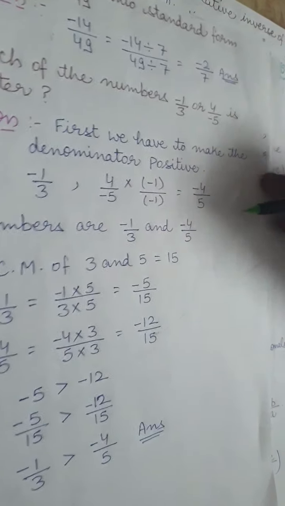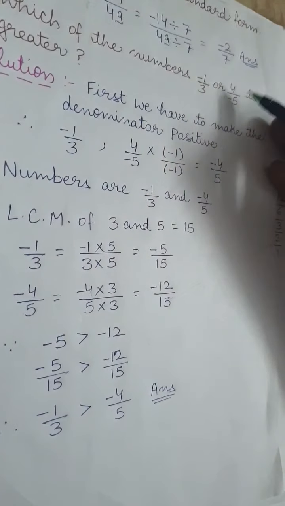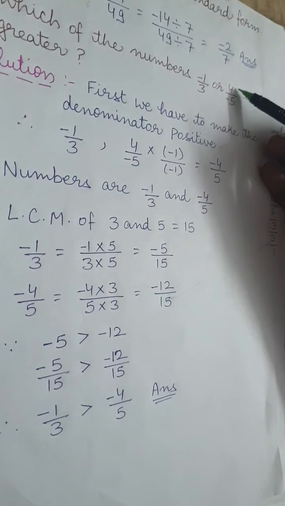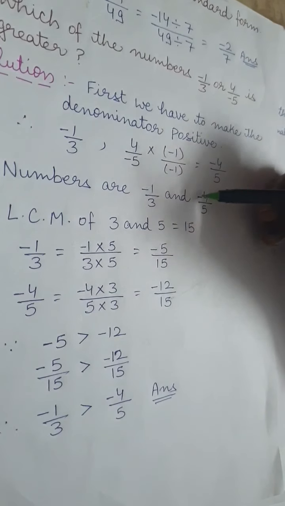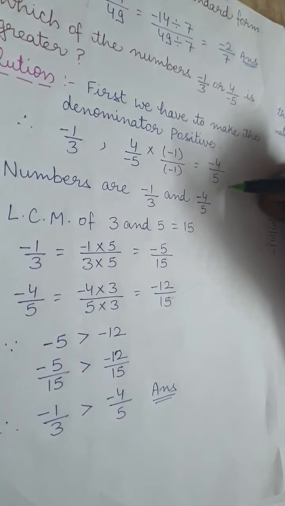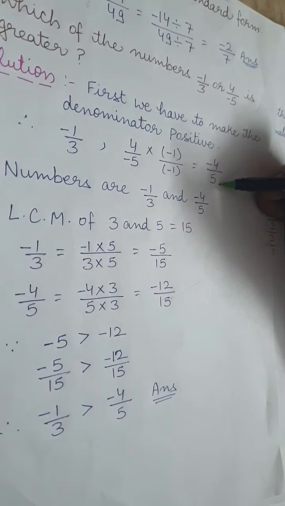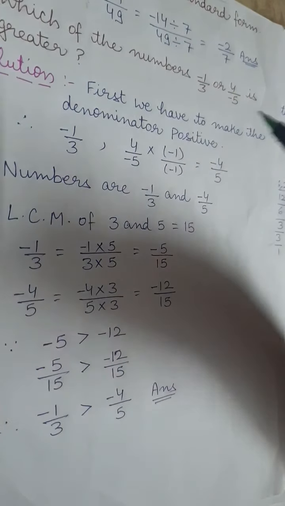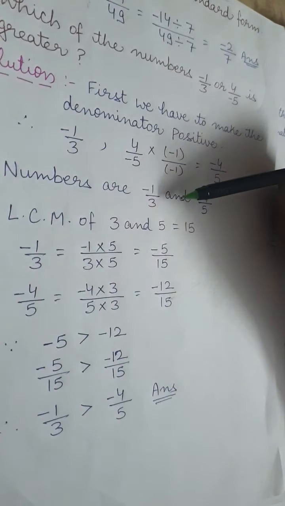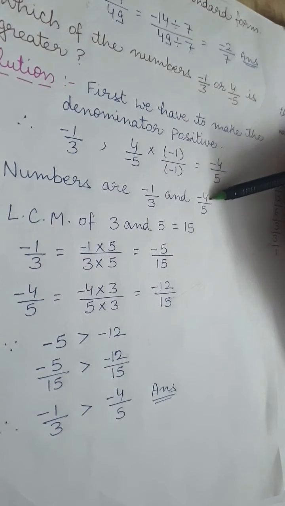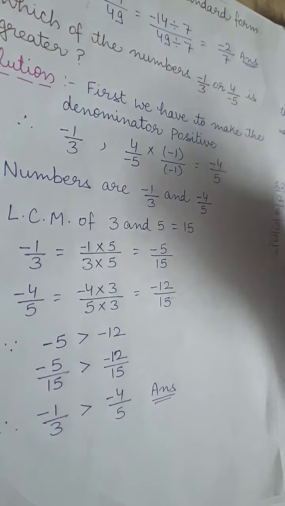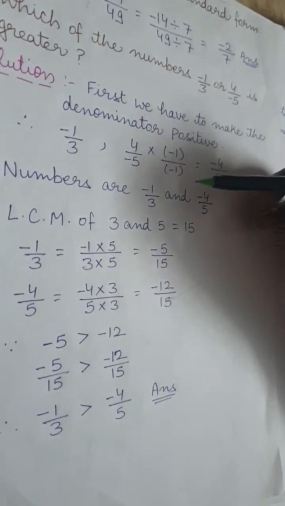Fine. See here, the number we were given was 4 upon minus 5, and we have converted it into minus 4 upon 5. The denominator is positive now. Now what are the numbers? The numbers are minus 1 upon 3 and minus 4 upon 5. So we have to follow the next step.